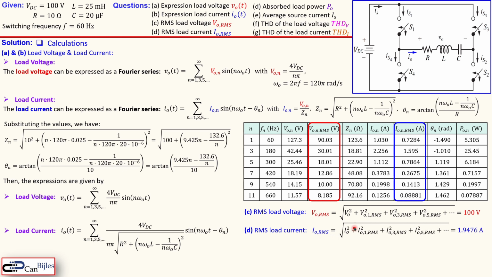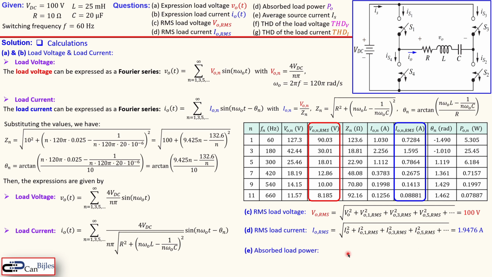The RMS load current, in similar form, we take this column, and that's shown here. Again, we have the average load current, but in this case it's also 0. There is no average load current, so this part is 0. This is a general expression. We have here 0.7284 to square, third harmonic, square that one, fifth harmonic, square that one, also the other ones squared, add them up, and then take the square root of the summation, and you get now 1.9476 amps.